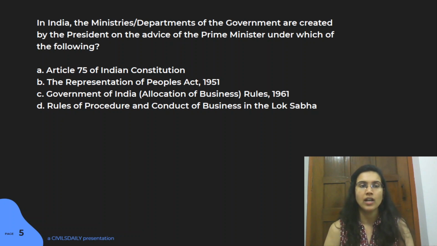So here we are talking about that in India, ministries and departments of the government are created by the president on the advice of Prime Minister under which of the following? So any kind of new ministry or department, how is it created? That is what this question is asking about. Number 1 is Article 75. Second is Representation of People's Act. Third is Government of India allocation of rules. And fourth is your rules and procedure, conduct of business in the Lok Sabha.